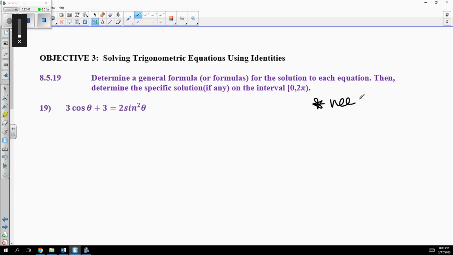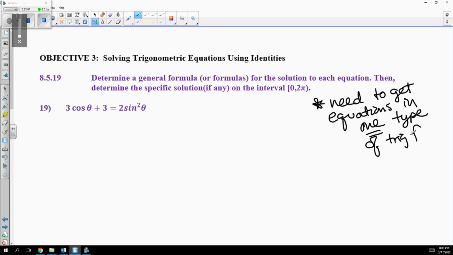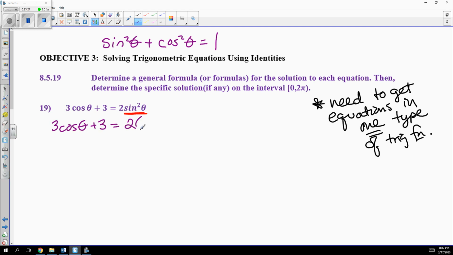You need to get equations to all have the same trig function. One type of trig function. Figure out which one is easier. I don't know that cosine theta is equal to anything in terms of sine, but I do recall that sine squared theta plus cosine squared theta is equal to 1. So I'm going to replace this sine squared theta with 1 minus cosine squared theta. So my new equation looks like 3 cosine theta plus 3 equals 2 times 1 minus cosine squared theta.